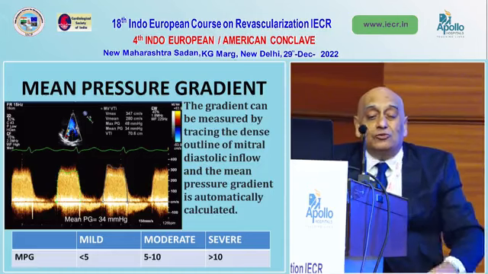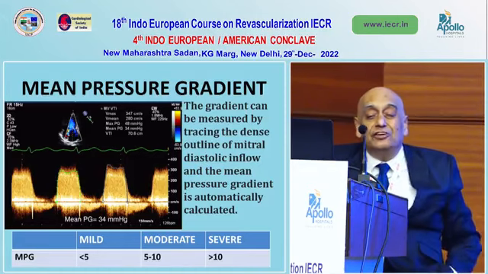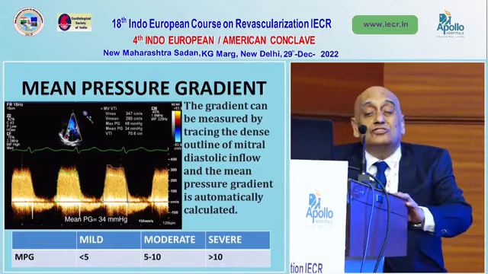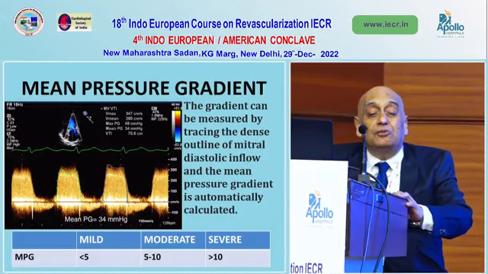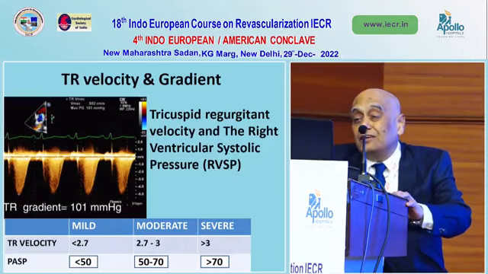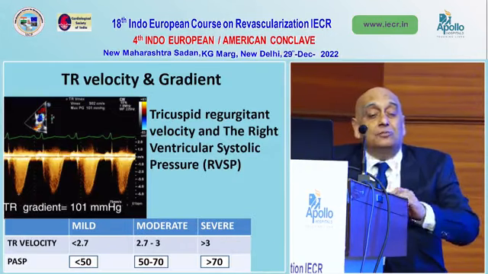If the cardiac output is very low, then the mean pressure gradient will be very low, although the mitral stenosis is tight. Similarly, these mean pressure gradients will be very high if the patient has a high cardiac output state. Now you also have to measure the PA pressures.